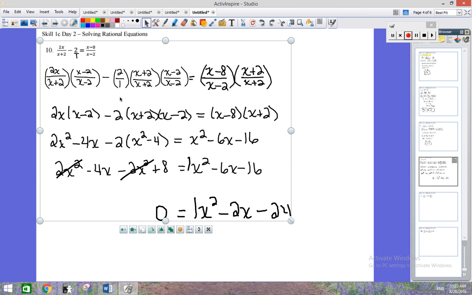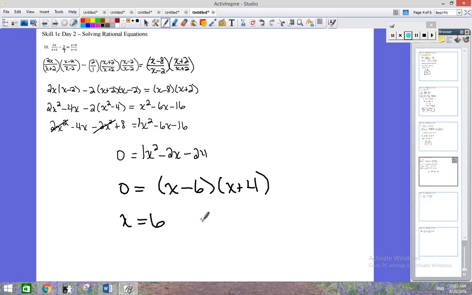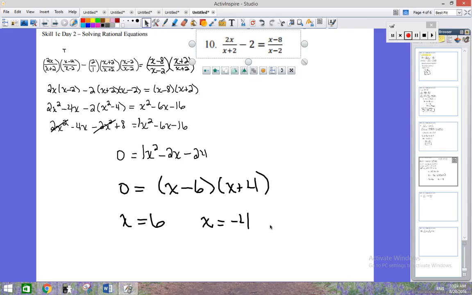Alright. If I can't factor that, the quadratic formula will always work. However, we can factor this to x minus 6 times x plus 4. And that gives me possible solutions of 6 and negative 4. Now, will they check? I've got to have this a little bit bigger so I can see it.